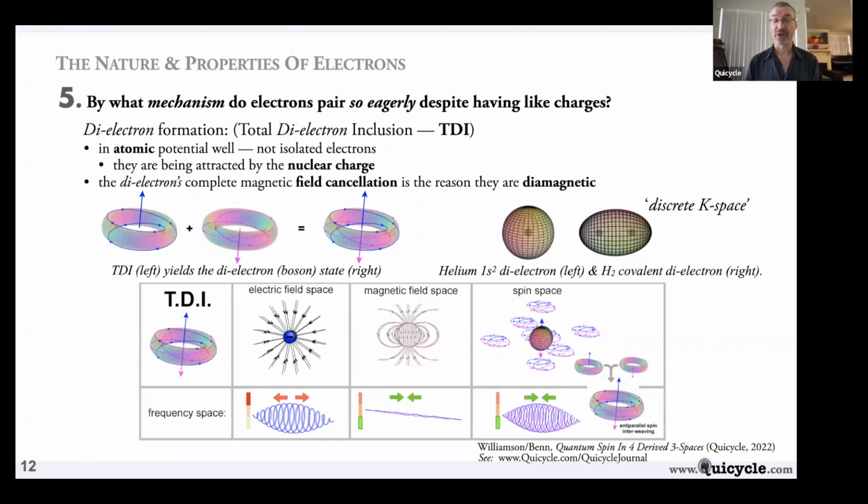Now, also, the nature of this di-electron, because of its complete magnetic field cancellation, will render any di-electrons very diamagnetic. They're going to repel away from a magnetic field, and the reason is because their field cancellation is complete and perfect just within their pairing. So any other magnetic field that comes into the vicinity is going to disrupt that perfect field cancellation, and the atom will therefore increase its energy, and it's going to move away from that state in order to maintain the lowest energy state. And that's going to apply not just to helium, but to all covalently bonded substances that have no unpaired electrons in them.